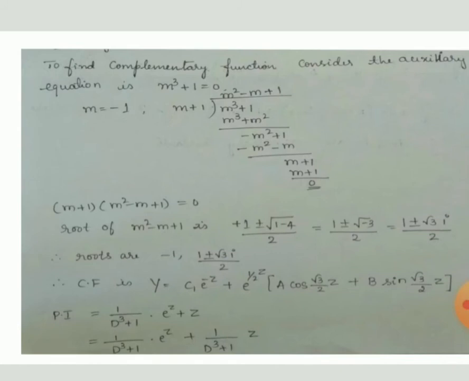Next we shall find the particular integral for equation number 2. The particular integral is 1/f(D) times X. What is f(D)? f(D) is D³ + 1, and that acts on capital X, which is e^z + z. Here we split the terms, so we obtain 1/(D³ + 1) e^z plus 1/(D³ + 1) z.